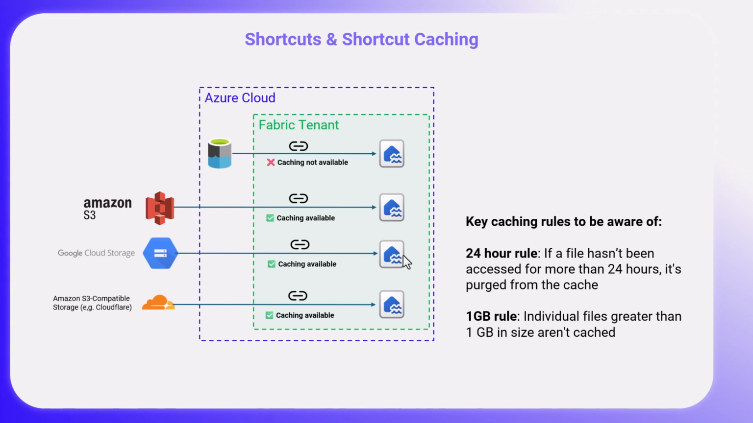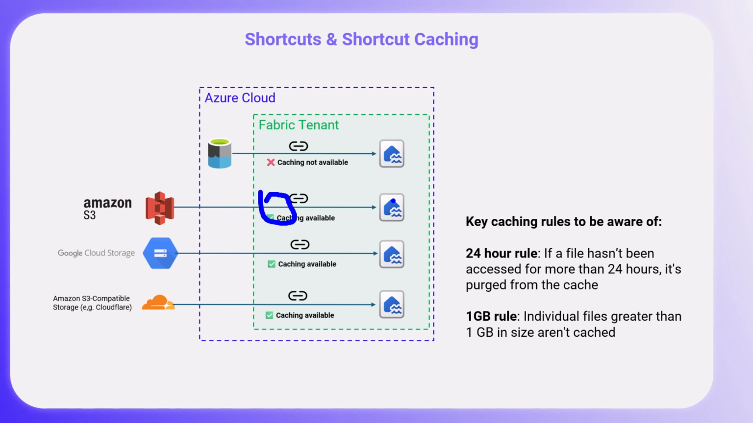The first one is the 24-hour rule. So if you've got a cache here and you don't access it through a query or through a data pipeline, ingesting that data or whatever is happening downstream, if nobody touches that cache for 24 hours, it gets removed. That means that the next time you query it, it's going to go back to source.